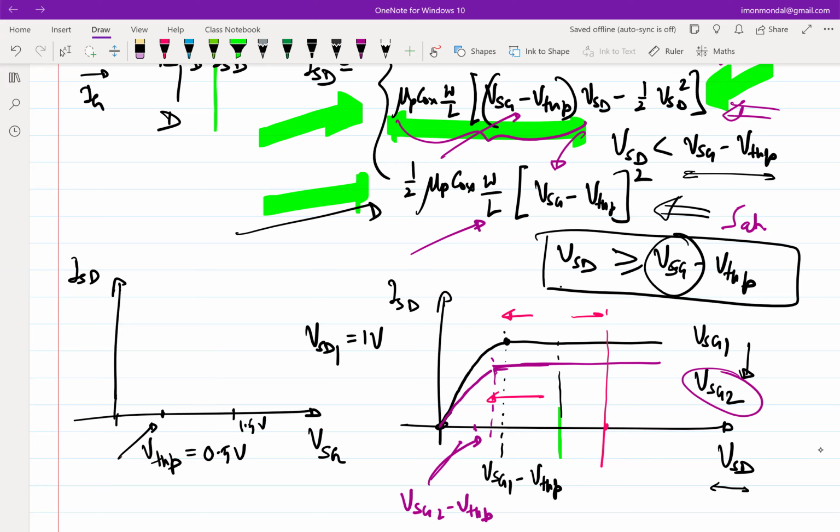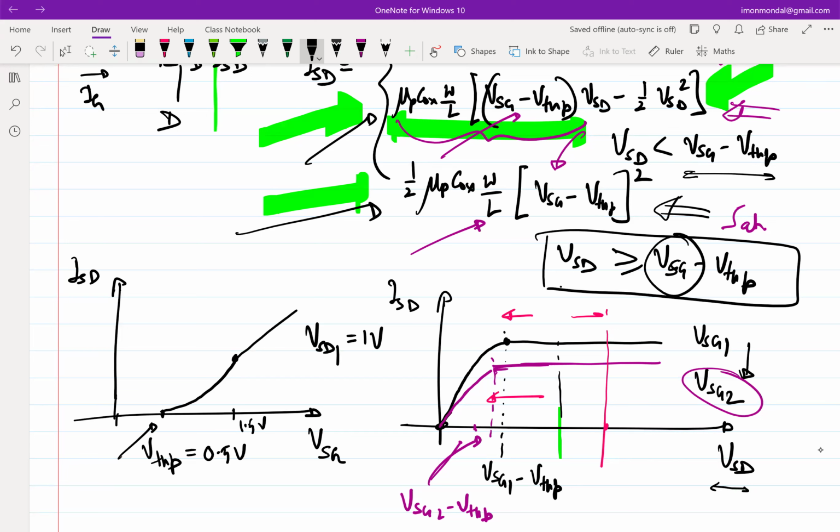So till 1.5, this will be kind of a parabola. But after that, I am hitting the other equation, right? I'm hitting this equation. Okay. So now if I hit that equation, then you see that with respect to VSG, that's a linear curve, right? So I will be doing this.